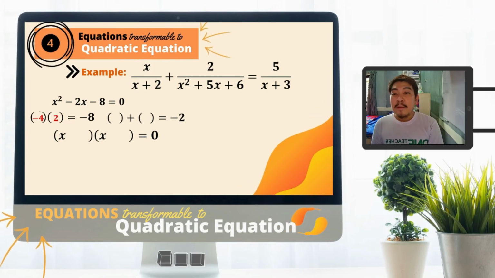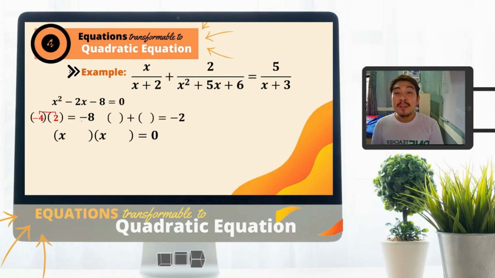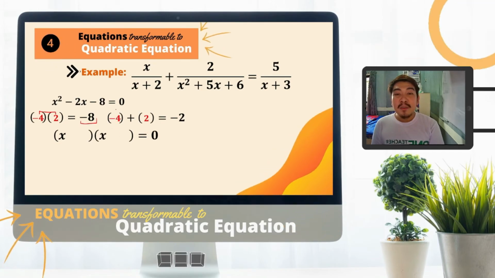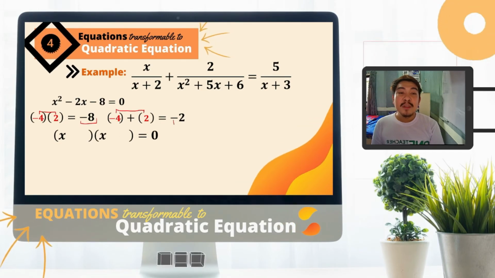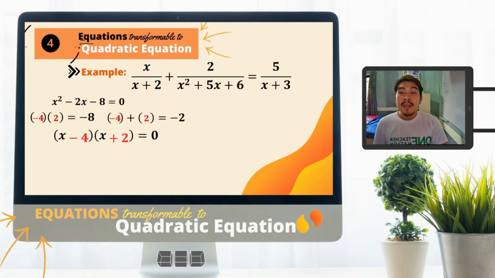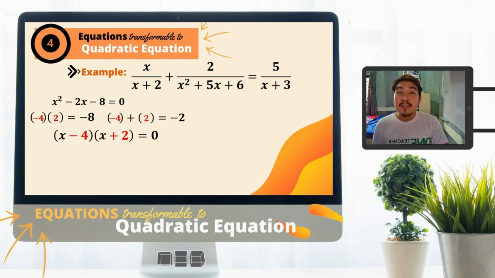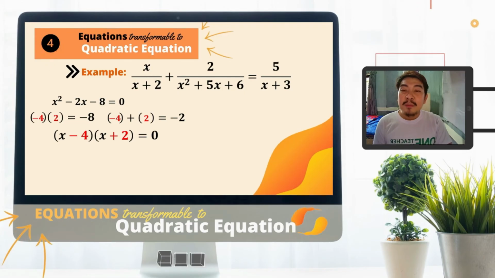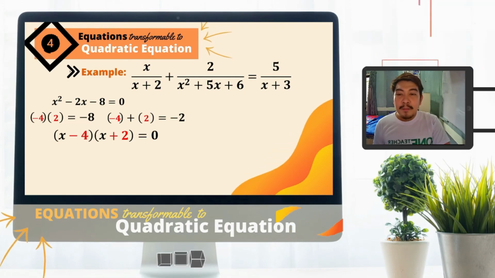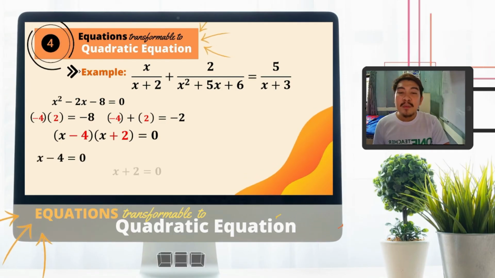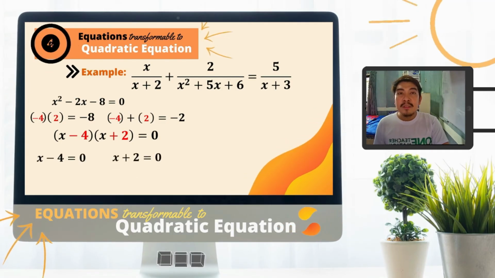Kasi si negative 4, pag minultiply mo siya sa 2, will result to negative 8. At the same time, kapag ka-inad mo si negative 4 kay 2, it will result to negative 2. So therefore, the factored form will be x minus 4 times x plus 2 is equal to 0. Naka-factored form na siya. This is the time that we will be using your zero product property. I-equate natin both factors to 0. Yan, x minus 4 equals 0, x plus 2 is equal to 0.